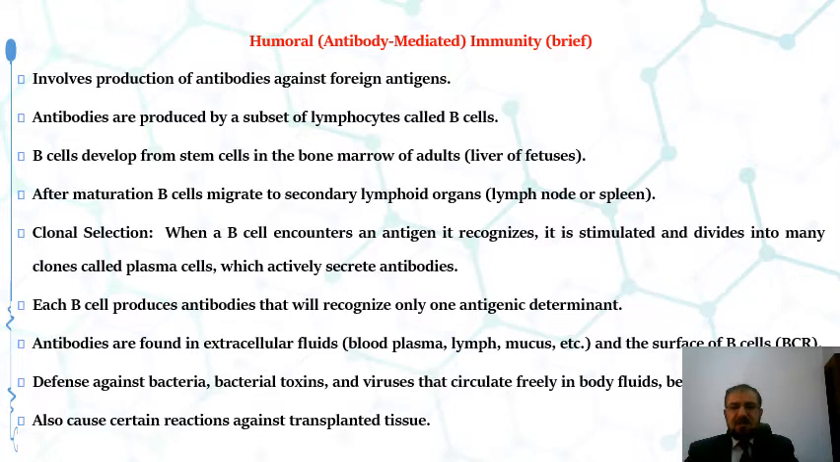They are now ready to recognize foreign antigens. They circulate inside the secondary lymphoid organ, doing the job of immune surveillance, looking for the appropriate antigen to recognize. Once they find the antigen, they can recognize it in unprocessed, free form. So the B cell can recognize unprocessed, free form antigen. The B lymphocyte doesn't need any kind of antigen presentation.